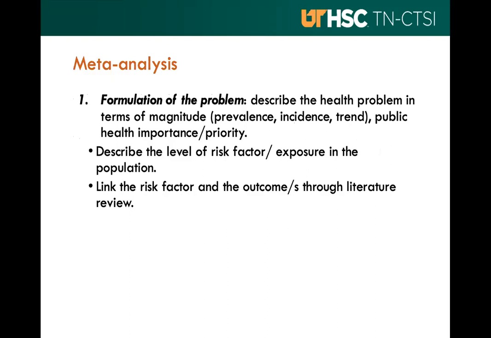In the formulation of the problem, including in the background and the introduction, describe the health problem in terms of magnitude, prevalence, incidence, and trend. Prevalence means the old plus new cases of a health condition. Incidence means only new ones. And trend means the variability across times and periods. And describe the public health importance of the health problem or its priority for public health.